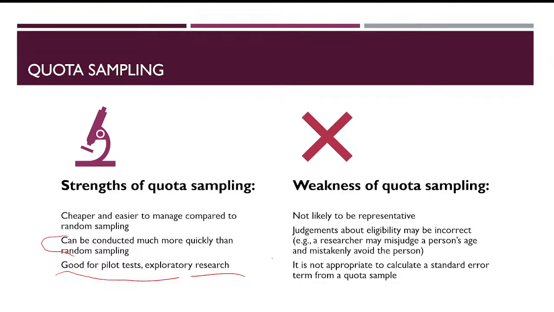And obviously weaknesses, right? Not likely to be representative. You might get the eligibility incorrect, right? A researcher might misjudge a person's age, mistakenly avoid a person. This doesn't happen online, but let's say you were doing a quota sample in person, you could misjudge characteristics, or you can have what Joan is talking about, where you have someone that fits two categories, and it could be difficult to judge. And yeah, you cannot calculate a standard error or really a sampling error, or bias, when you're talking about a quota sample, because you didn't get it randomly, so you just don't know.